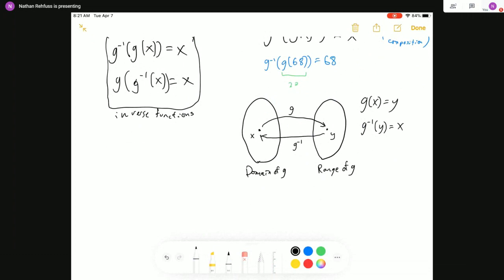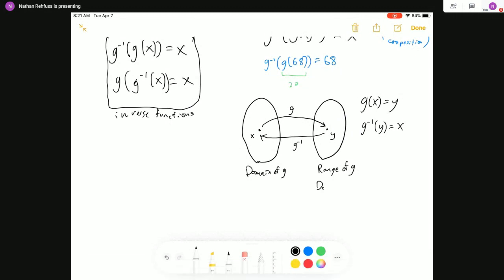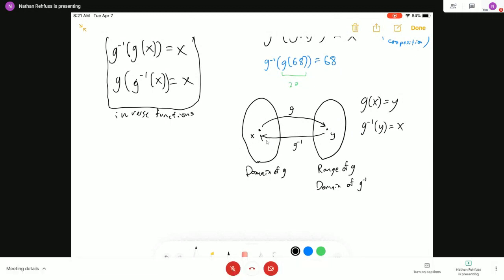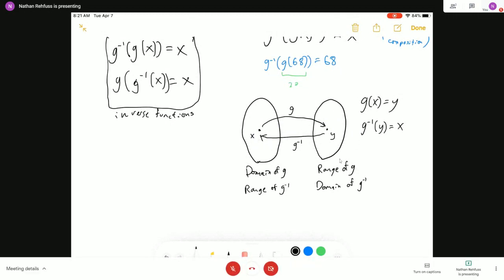But another thing that's true about these two ovals is that if these two functions are going to undo each other, then whatever came out of G has to be able to go into G inverse. So this is also the domain of G inverse. And whatever comes out of G inverse has to be able to go into G to get back to where it started. So X here is also the range of G inverse. So the domain and range have switched places.